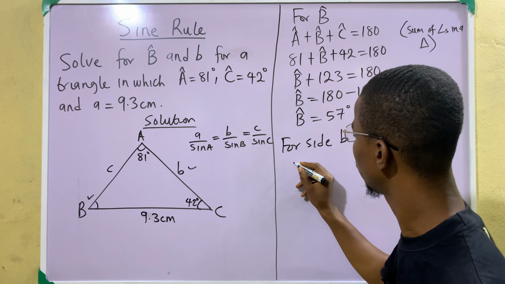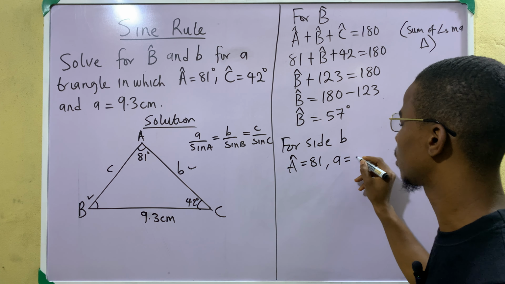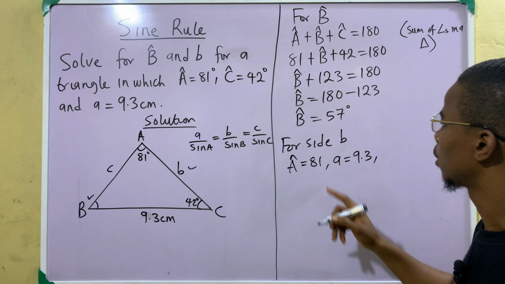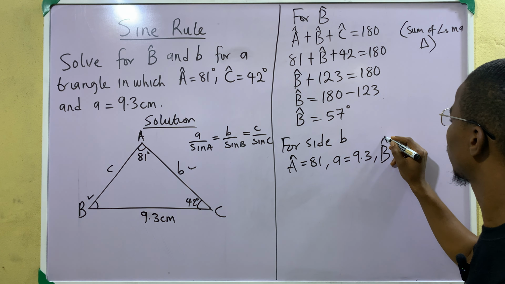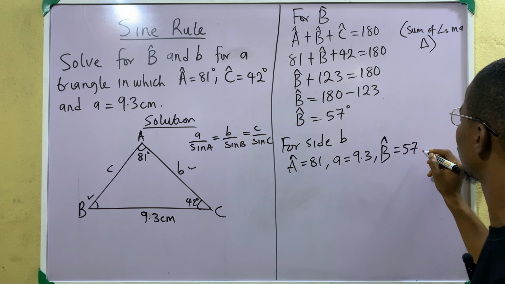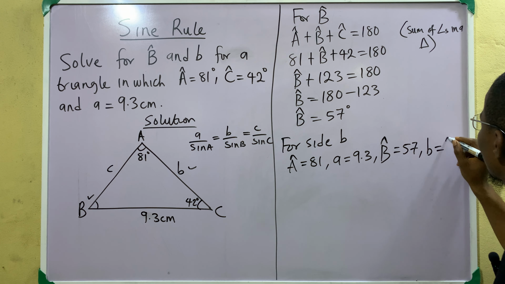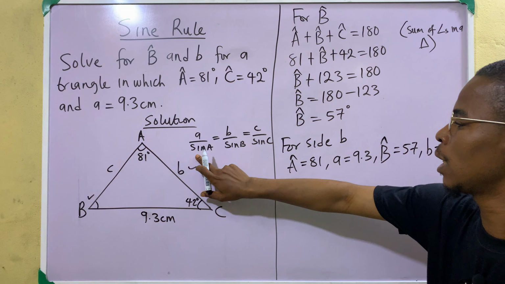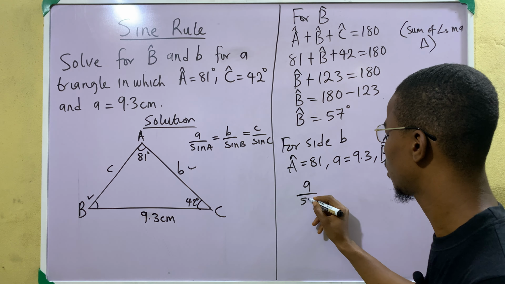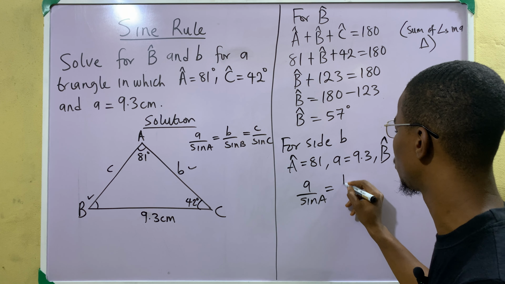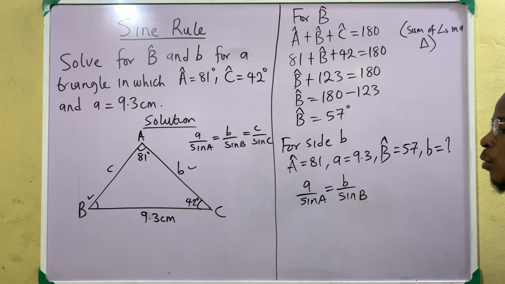What about for the B? Look at the A's here. Angle A is 81, side A is 9.3. Then we've calculated our angle B here, which is what? 57. Now what is missing? It is side B. So we're going to use the A and B. We can write it like this: a over sine A equal to b over sine B. We can do it this way.